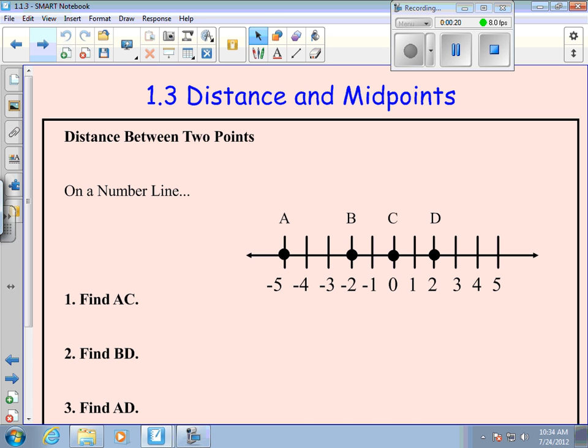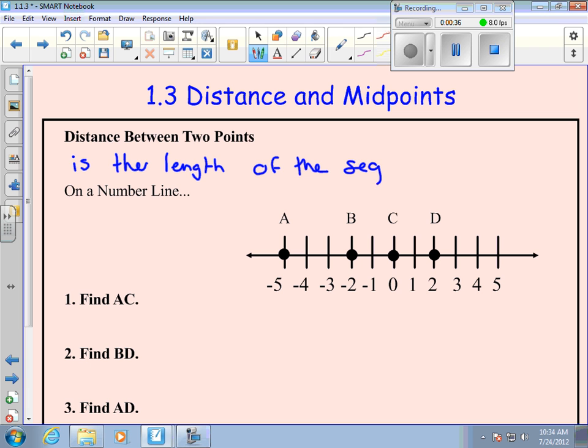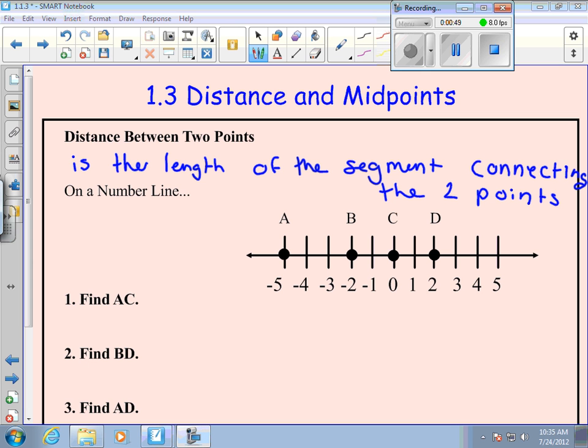Alright, distance and midpoints. We're going to start off by talking about the distance between 2 points, and that is the length of the segment connecting the 2 points. Alright, so let's first talk about distance on a number line.